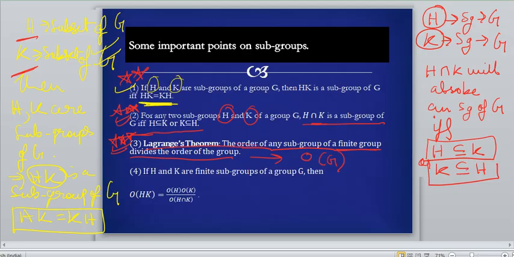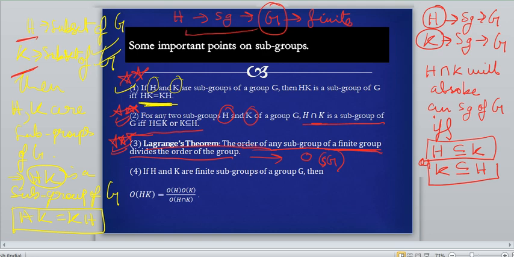Sorry about that, my system was causing a problem, so please don't get angry with me. Lagrange's theorem says that the order of any subgroup of a finite group. There is a subgroup, say H, and it is a subgroup of a group G which is finite. Make sure you understand this. The group G is finite.